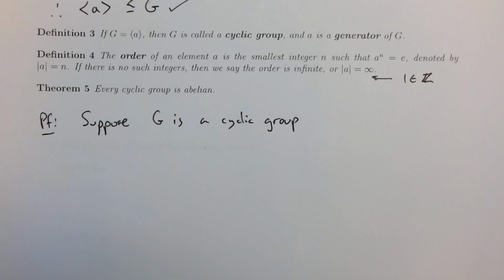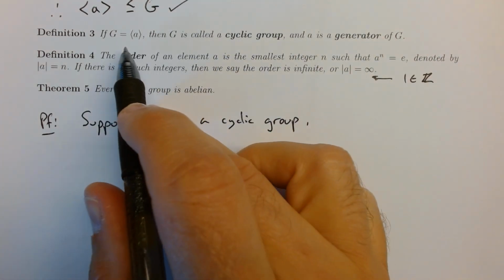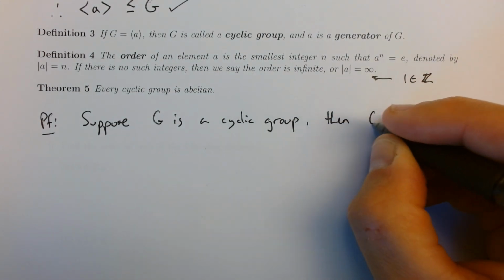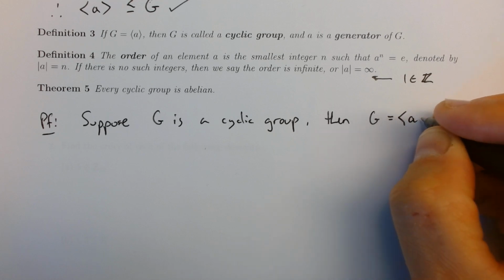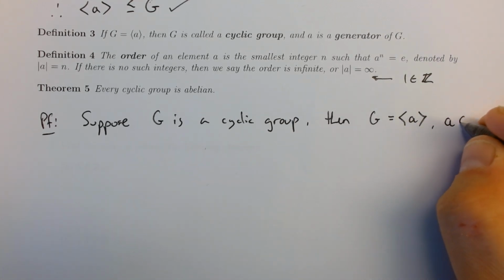And we'll pick elements out of that group, G and H, and we'll show that if I multiply one way, G times H, I get the same as multiplying the other way, H times G. But first, let's say, well, it's a cyclic group. By definition, it has some generator. So then G is generated by some element A, where A is in the group.